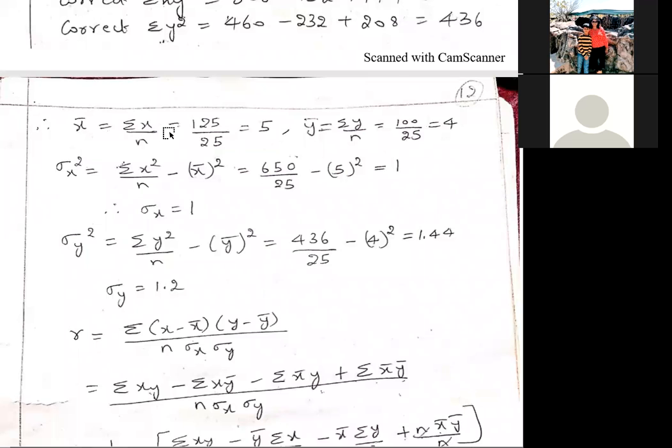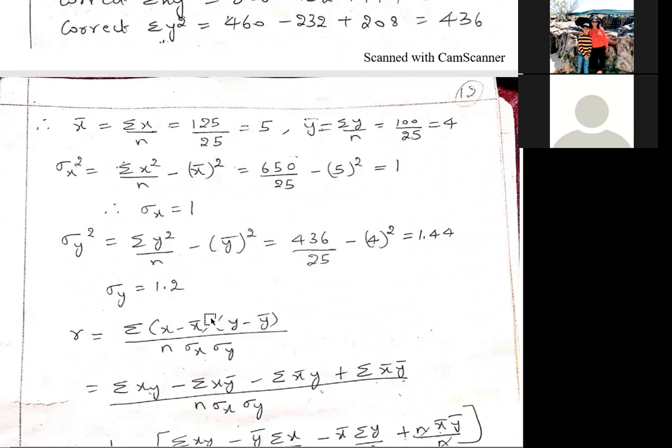X bar is summation x by n. So what is the summation x? It is 125, given in your question. Divided by the number of observations, 25, which is 5. Y bar is again summation y by n, 100 by 25, which is 4.